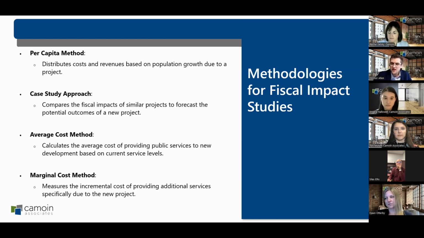For example, if adding a new development doesn't overwhelm existing services, the cost of providing those services may remain stable. And this method also assumes economy of scale will apply. The marginal cost method, finally, however, focuses on the incremental costs associated with providing additional services, specifically because of the new project. If the project requires expanding current infrastructure, like building a new school or upgrading roads, the method captures the true cost of these expansions. It's often more accurate for projects that push public services beyond their current capacity.